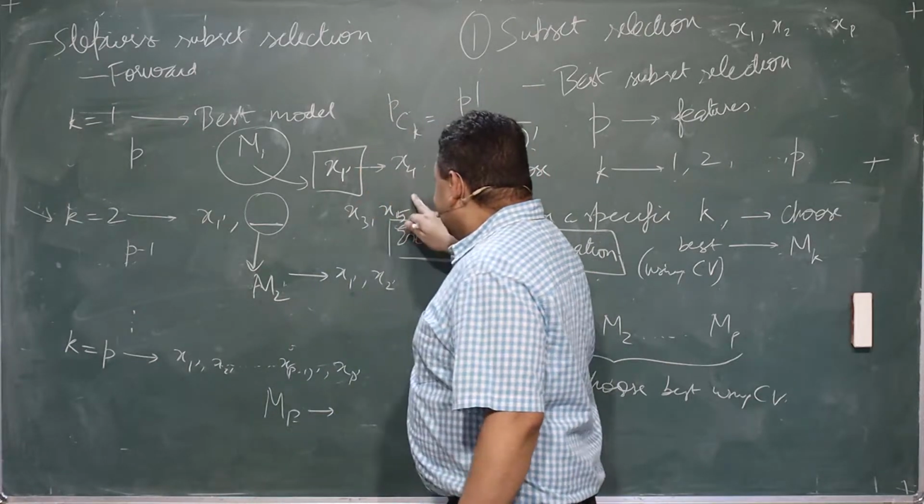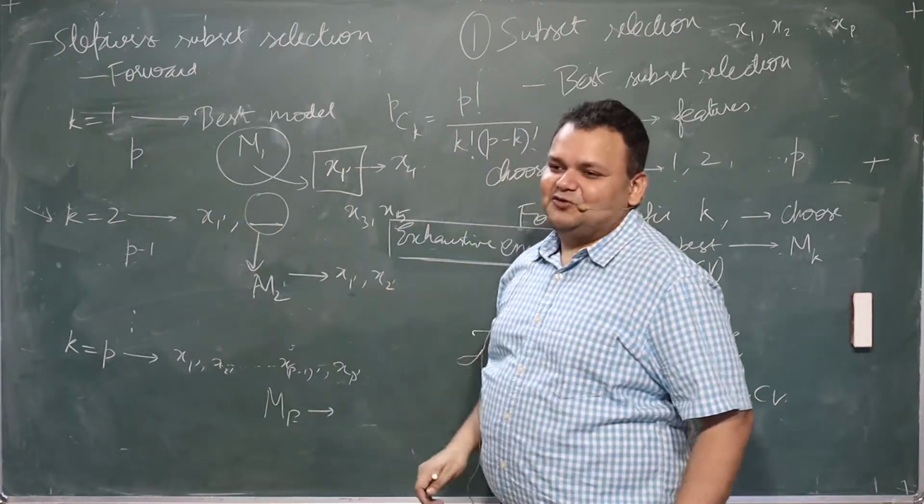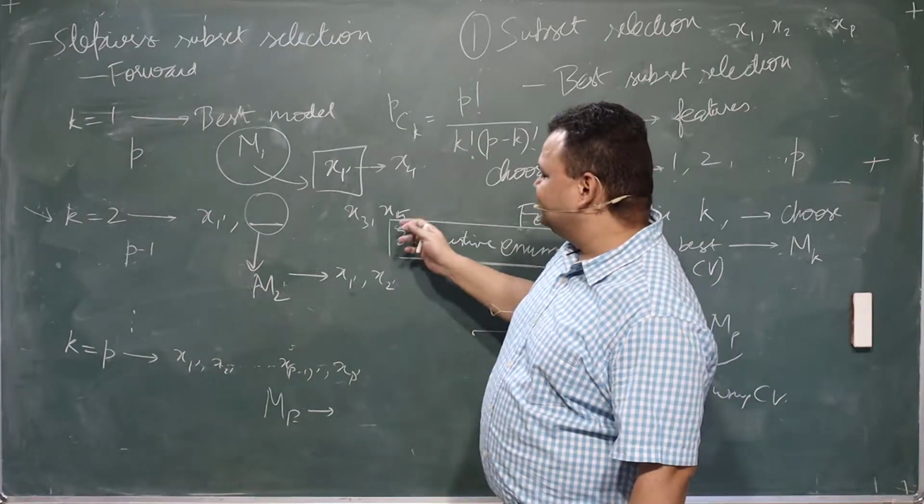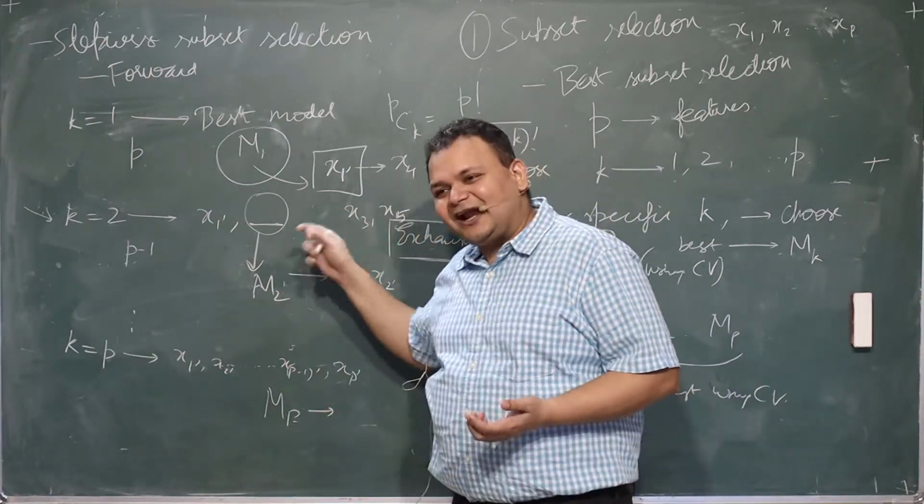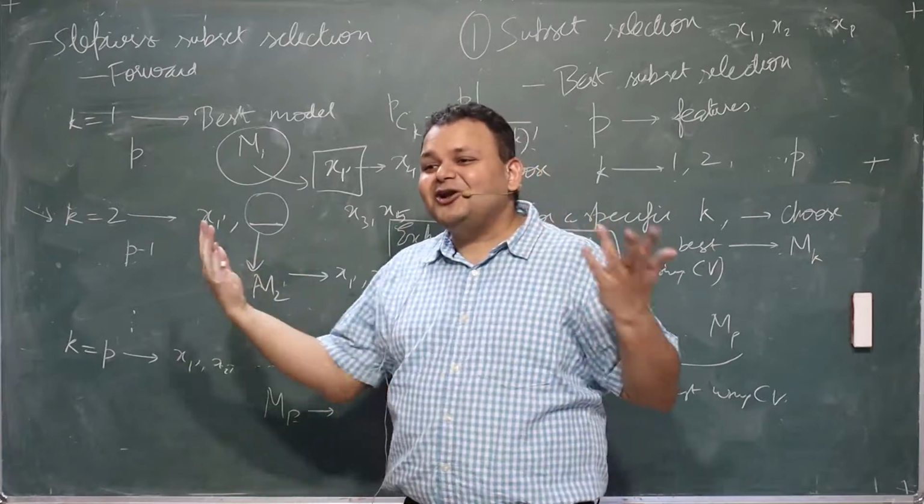But if we were to use this methodology, what will we get? We will have to choose x4, which is not necessarily true.